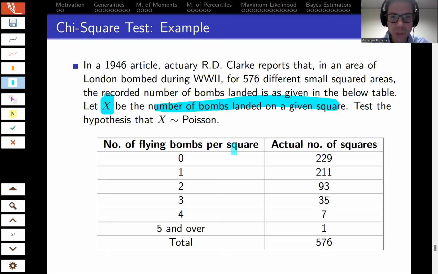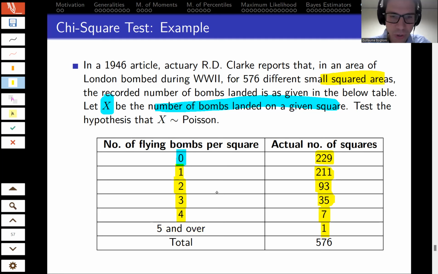Let's make sure we understand what this table is saying. Number of flying bombs per square: 0, and then 229. So for 229 squared areas, 0 bombs landed. Then for 211 small squared areas, 1 bomb landed. For 93, 2 bombs landed, and so on. It gets less likely: not many areas at 3, almost none at 4, and only 1 at 5 and over.